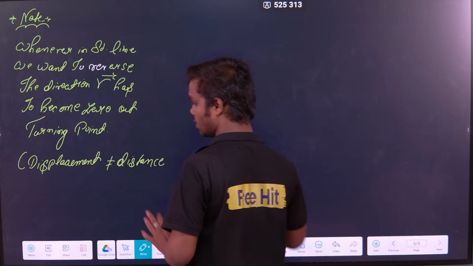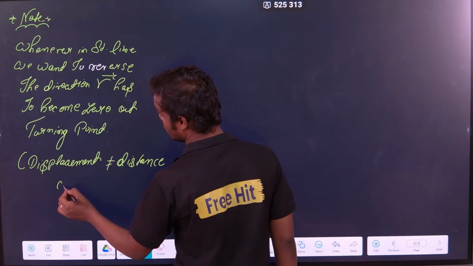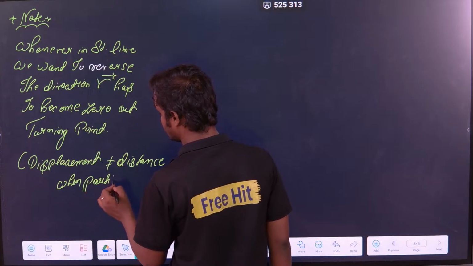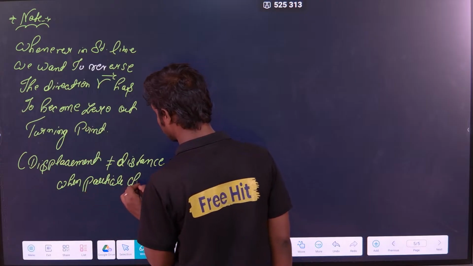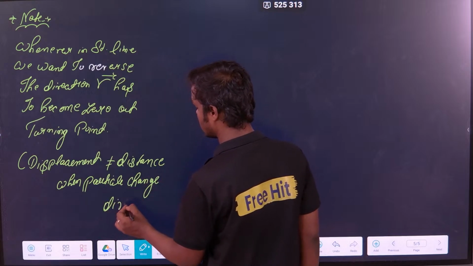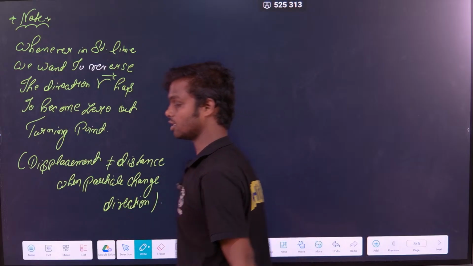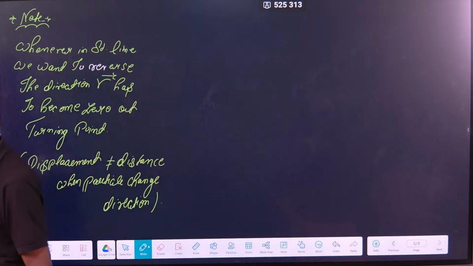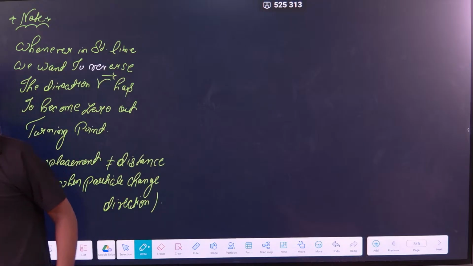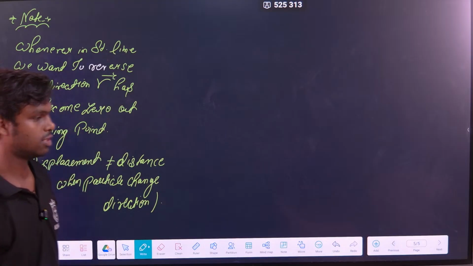If the particle has changed its direction, distance is not equal to the displacement when the particle changes its direction. This is a very important case. Whenever you are changing the direction, the distance and displacement won't remain the same. Clear? Note it down.